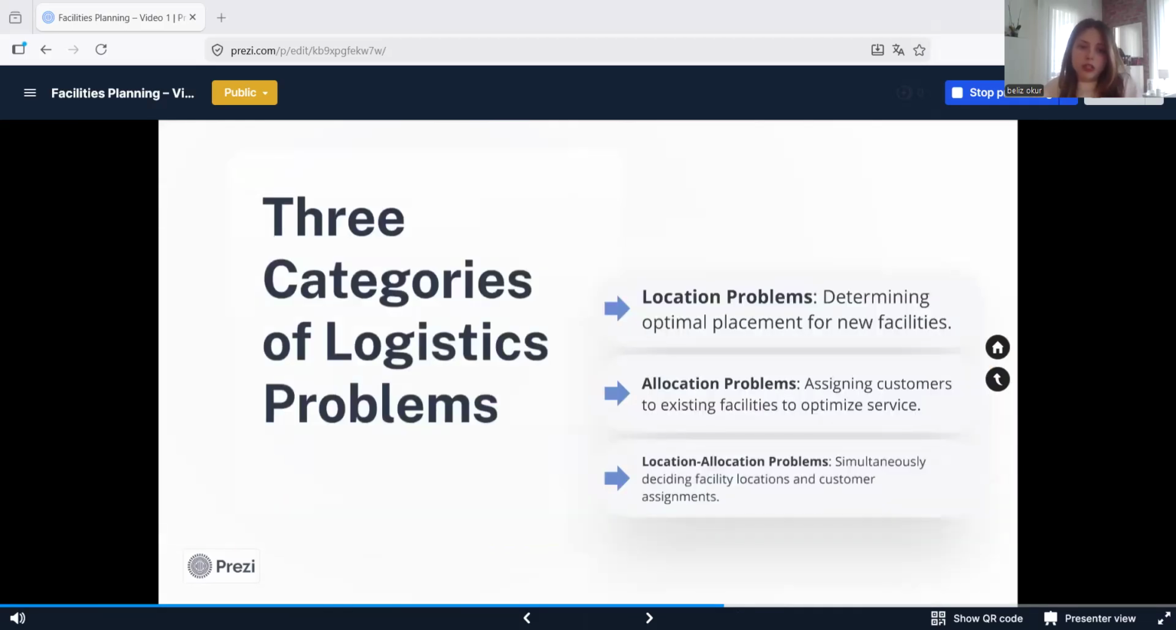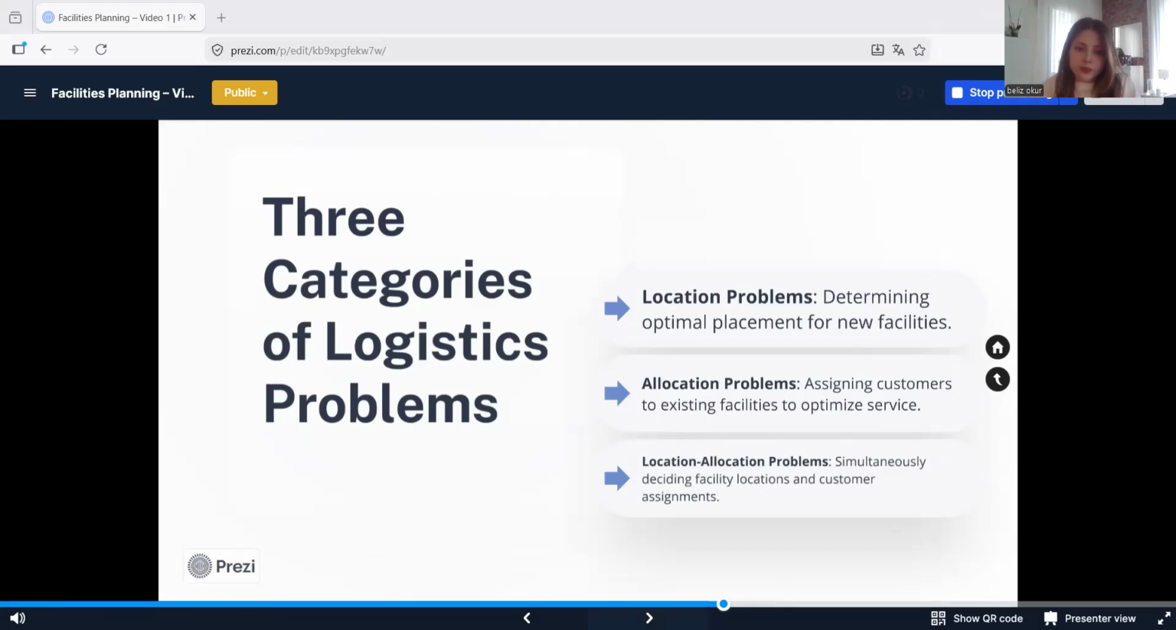As engineers and planners, we usually tackle three main categories of logistics problems. Location problems, figuring out the optimal placement for a brand new facility. Allocation problems, assigning existing customers to existing facilities to optimize service and delivery. Lastly, location-allocation problems, doing both at the same time, deciding where to build while simultaneously deciding which customers they will serve. This is where the complex math comes in.